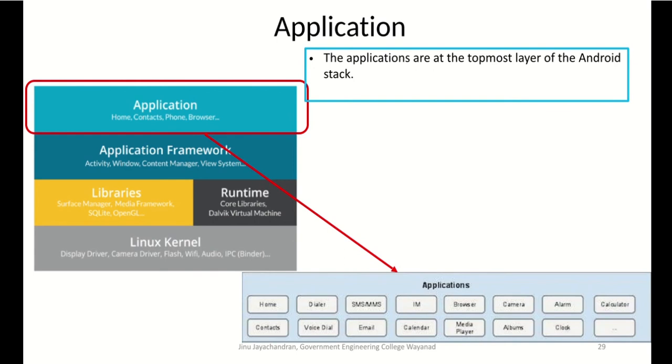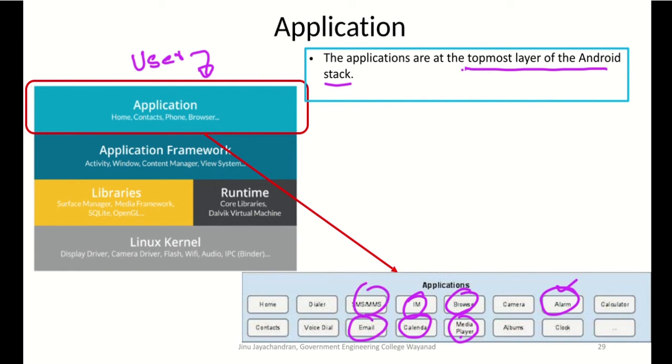The last and most important is the application itself. Applications are the topmost layer of the Android stack, and the user interacts with applications directly. Applications can range from a simple alarm clock to complicated media and video applications, browsers, instant messaging, calendar, email, SMS, contacts, voice, home, calculator. This can be any kind of application. Anybody can develop an application over the Android stack.